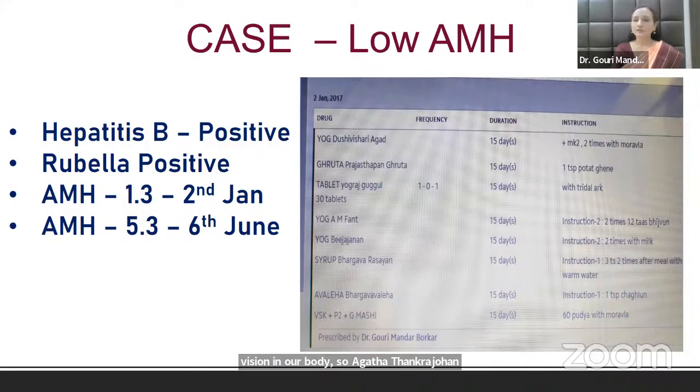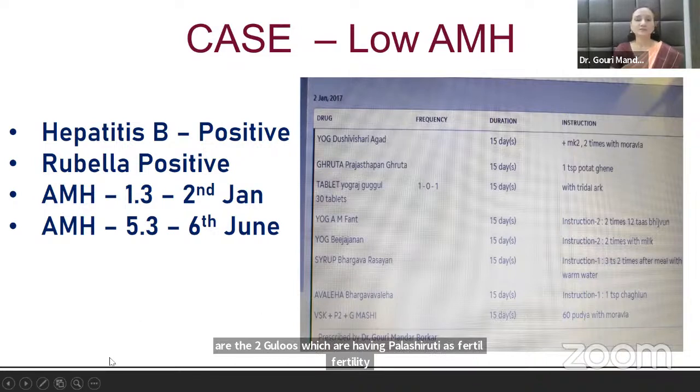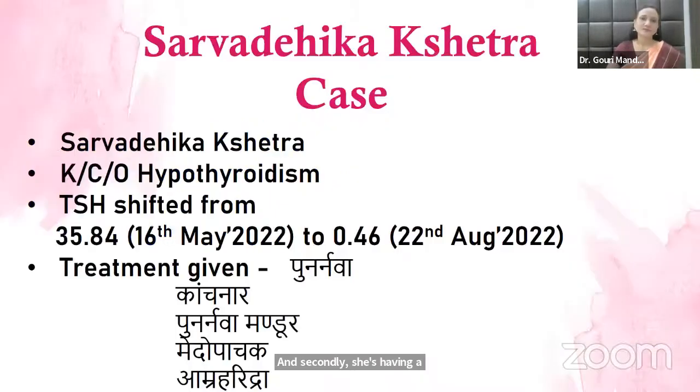Secondly, Prajastapan Gruta was given. So Prajastapan I have already explained why it is given in the patients. So Yograj Gugul and Trayodasham Gugul, these are the two Gugulus which are having फलश्रुति as fertility बढ़ाता है, या फिर वृक्ष ऐसा उसका फलश्रुति है, इसके लिए वो भी यूज किया था. और फिर ये जो पेशेंट है वो was conceived, and secondly she is having a child in her hand now.